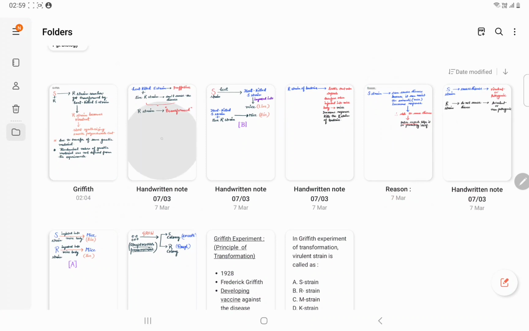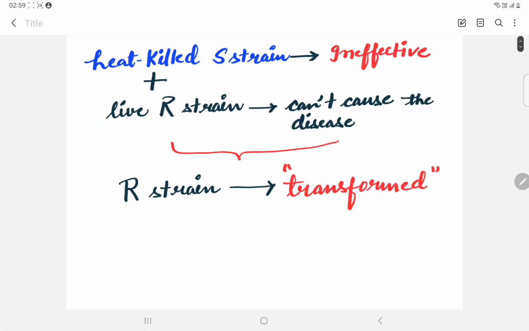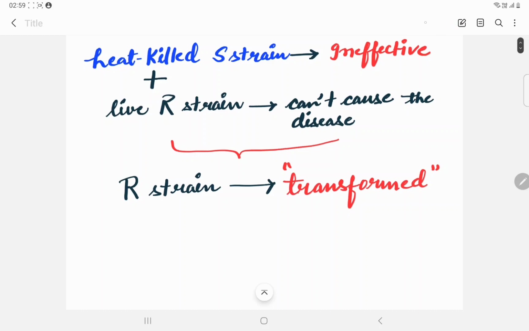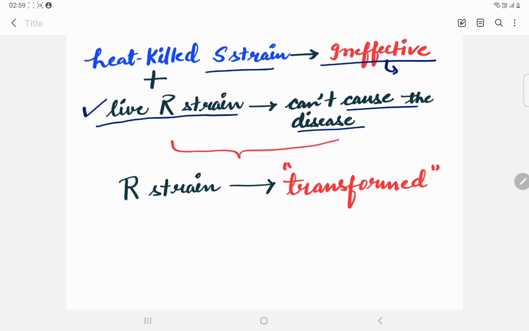Let's check it out. Here we have seen that heat killed S strain is not effective, it is ineffective in nature, means it cannot cause any kind of disease. And when it is mixed with R strain, we have seen that live R strain can't cause any kind of disease in the previous experiment. Keep this in your mind, that R strain can't cause any kind of disease because of lack of the outer capsule which protects it from the immune response.